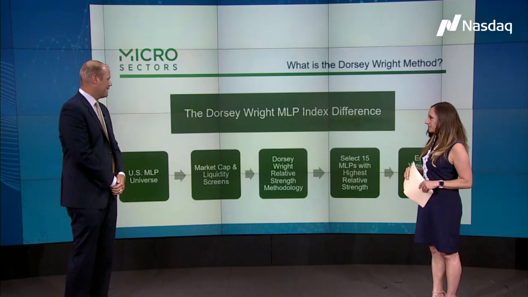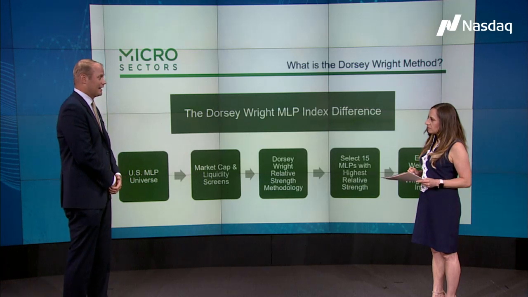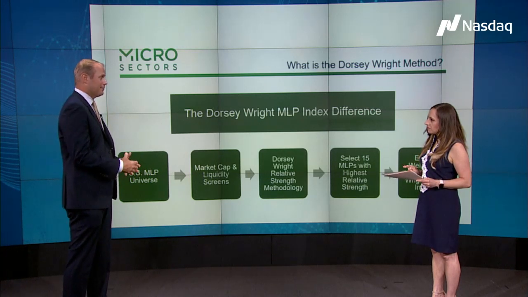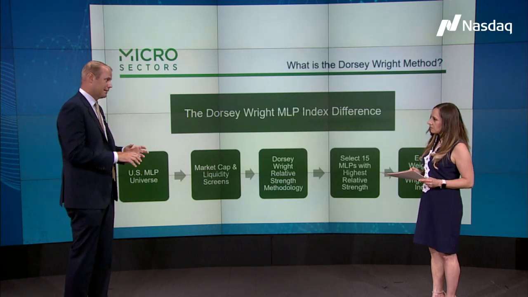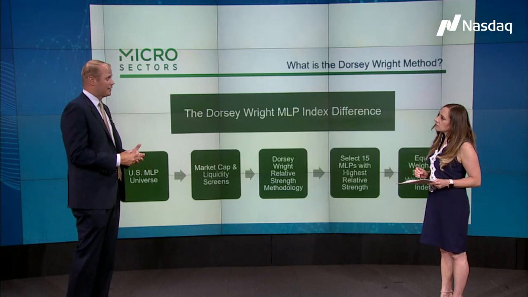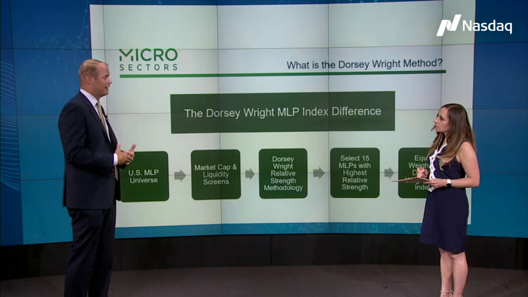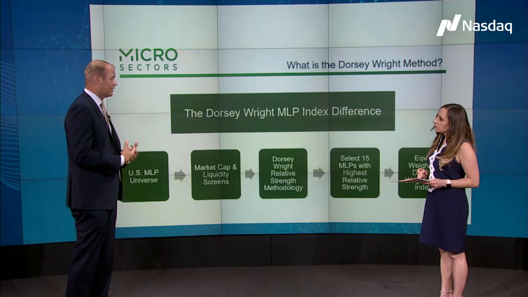So the Dorsey Wright MLP index, what really makes the difference is the strategy behind the selection of MLPs. So it looks at the MLP universe, the entire universe. It's not limiting itself to just midstream or just upstream or just downstream. It's looking at the entire MLP universe. From there, it applies some market cap and liquidity screenings to make sure that the end MLPs are very investable for a product like ours, BMLP.